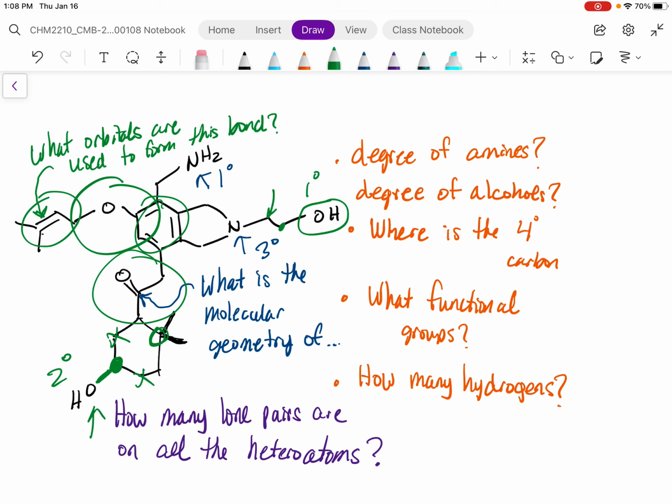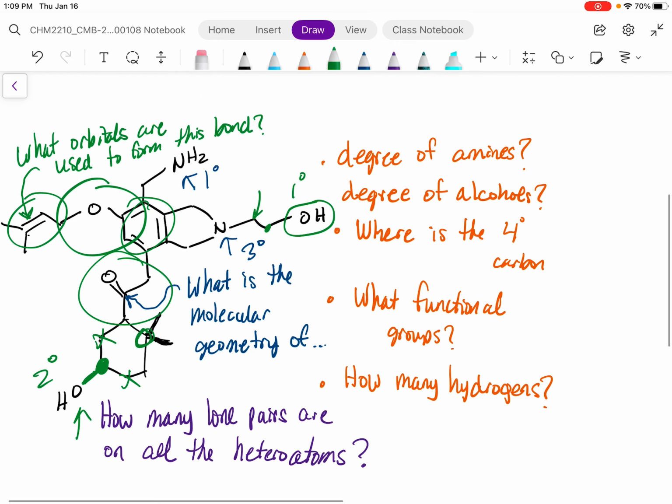How many hydrogens? I don't know. I'll count those later. You guys can count them. And if you want some validation, post it in the discussion forum. But count your hydrogens. Let's see, how many lone pairs are there on all the heteroatoms? That should be really quick based off of the assignment that we've already done today. So we see that there's 2 there, 1 there, 2 there, 2, 2. Like that. Okay?